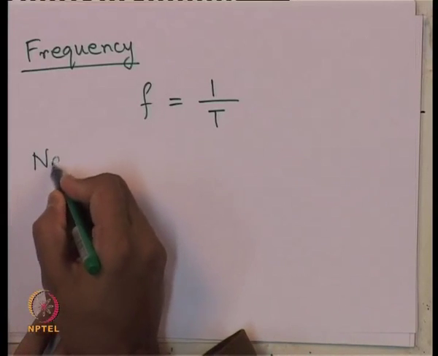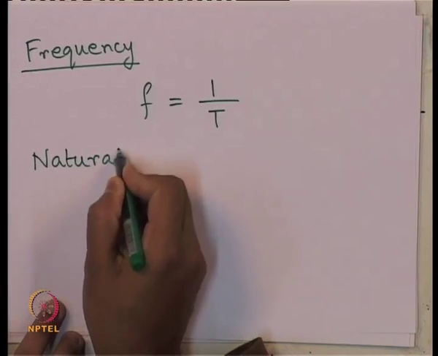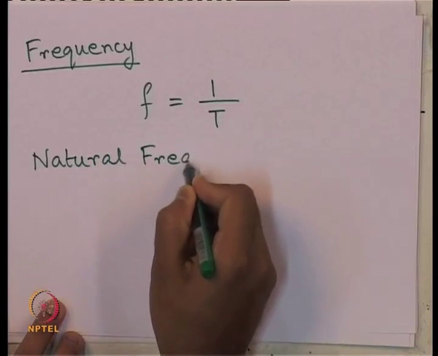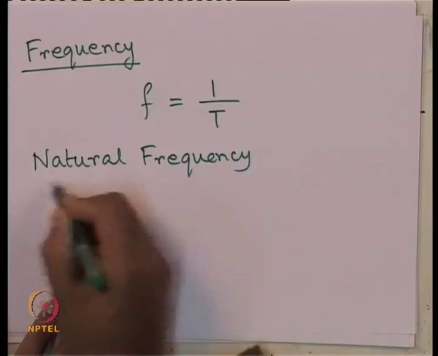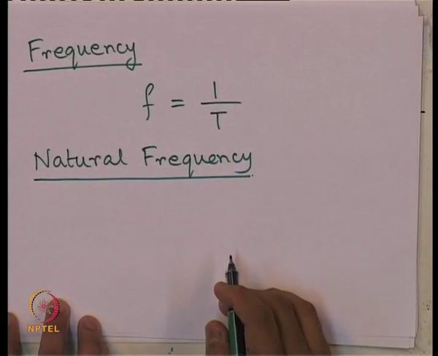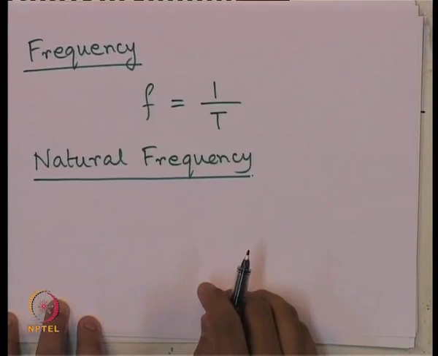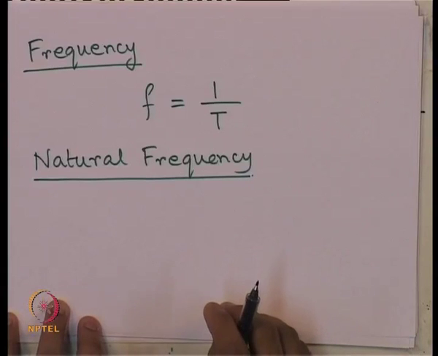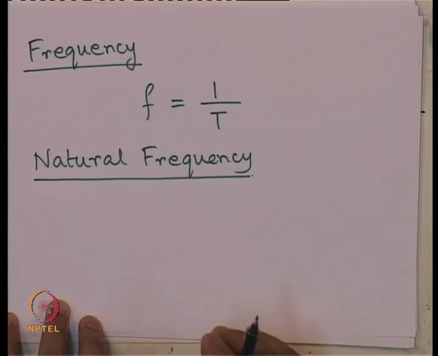And what is natural frequency? The natural frequency of an elastic system is the frequency with which it vibrates under the action of its inherent forces, in the absence of any externally applied force. The frequency with which it vibrates is known as natural frequency.